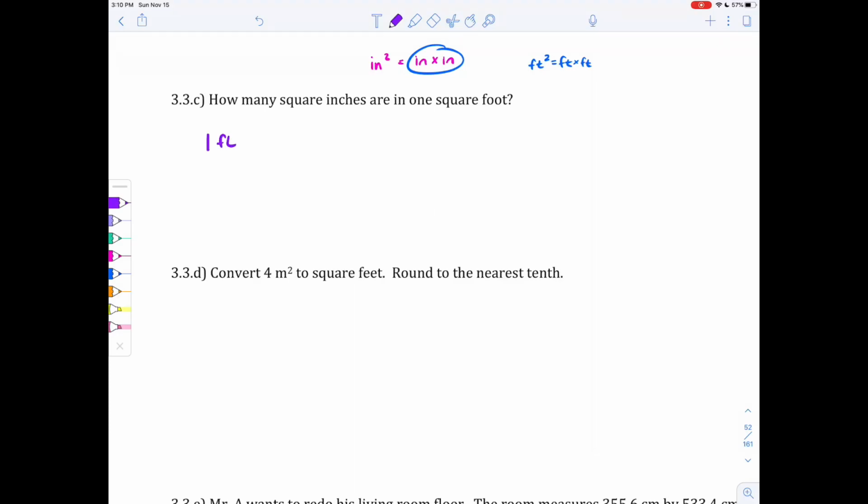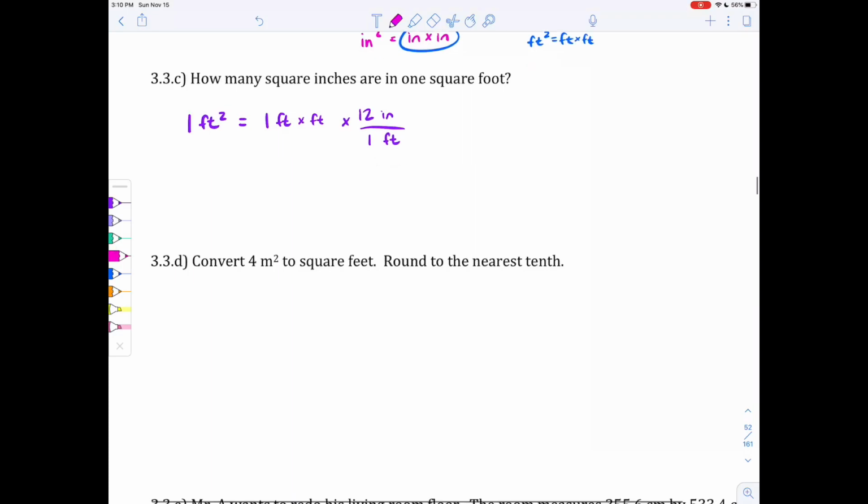So I am starting off with 1 square foot, and that's equal to 1 square foot. I'm going to write it out as 1 foot times foot, and I am going to multiply that by 1. Now, I want to get rid of my feet and introduce inches. So I want feet on the bottom and inches on the top. And I know that in every foot there are 12 inches.